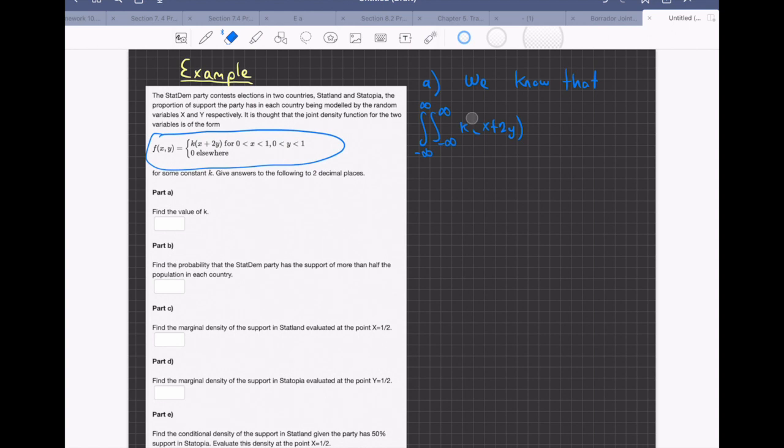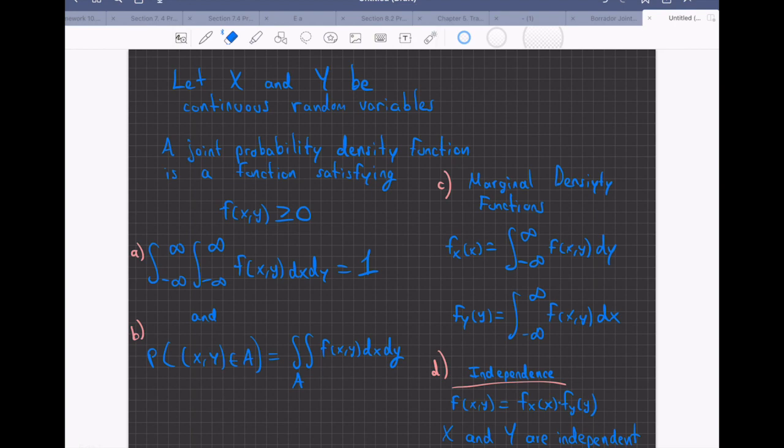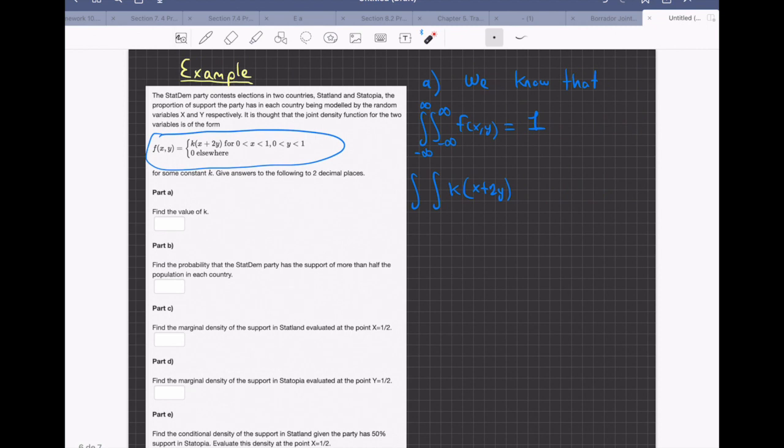I'm sorry, first let me write the definition as it is. The integral of f of x, y should be equal to 1. But in this case, what is f of x, y? It is k times x plus 2y. So we need to have the integral of k times x plus 2y, and here the order depends, but let's go with the order that we use here, dx dy, should be equal to 1.